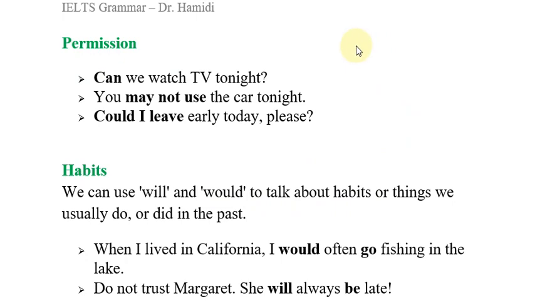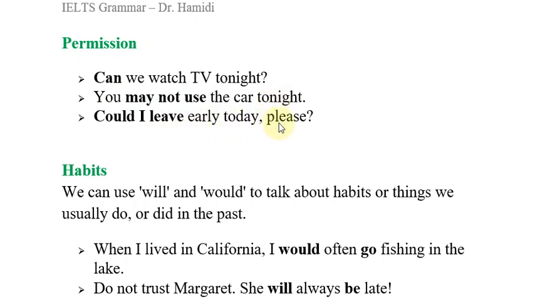The next category is permission. We allow someone to do something. Can you watch TV tonight? Means are we allowed to watch TV tonight? But this can here does not show ability. Permission, are we allowed? You may not use that car tonight. You may not use that car means you're not allowed to use that car at the moment tonight.